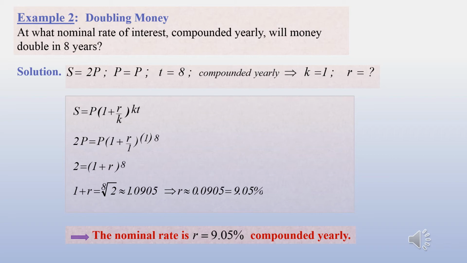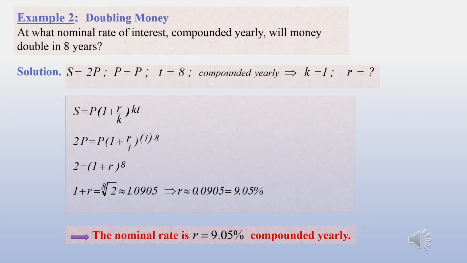What is R? Again, we have the same question as what we did in example 1. So we use the same formula. S equal to P multiplied with (1 plus R over K) to the degree of KT. So we substitute S with 2P, P is P, K equal to 1, and T with 8. So 2P equal to P multiplied with (1 plus R over 1) to the degree of 1 multiplied with 8. So P cancels with P, and we have 2 equal to (1 plus R) to the degree of 8.